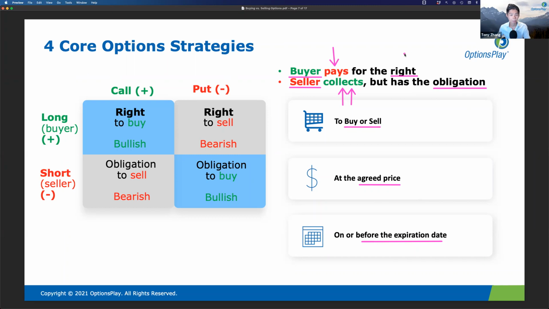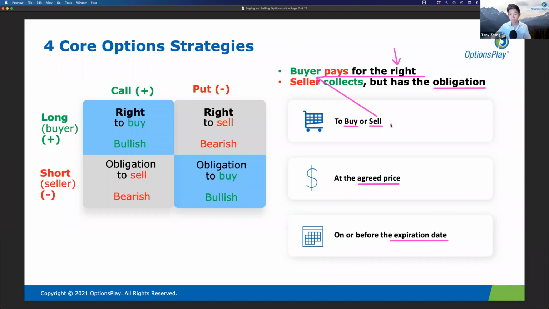What that means is that the buyer has the option to decide whether they want to buy or sell the specific asset at the agreed upon price on or before the expiration, but they don't have to. But if the buyer chooses to exercise that right, the seller has no choice but to take the opposite side of the transaction. So if a buyer pays for the right to buy a specific stock at an agreed upon price on or before the expiration date, if that buyer chooses to exercise that right, the seller is obligated to effectively sell that security to the buyer.